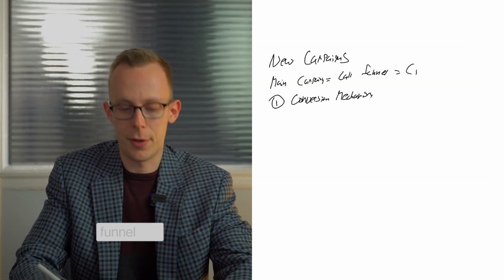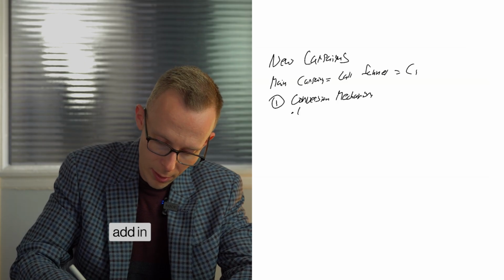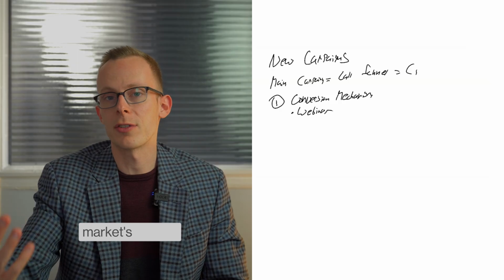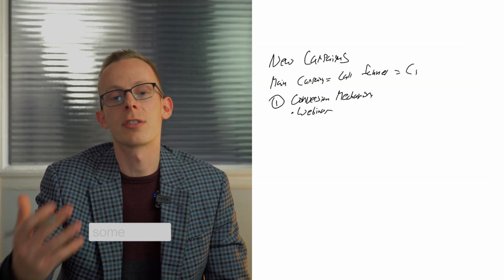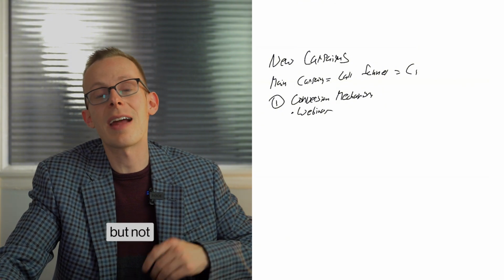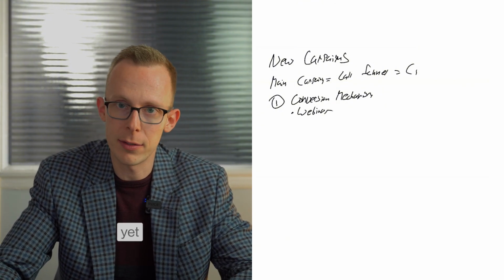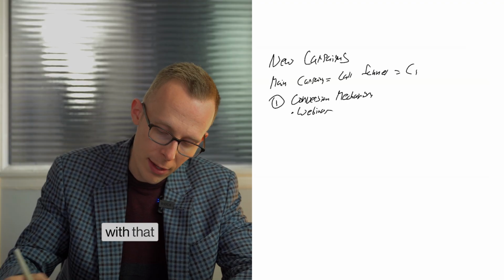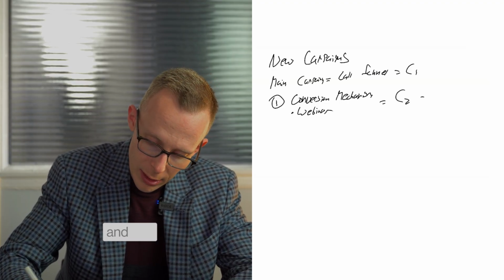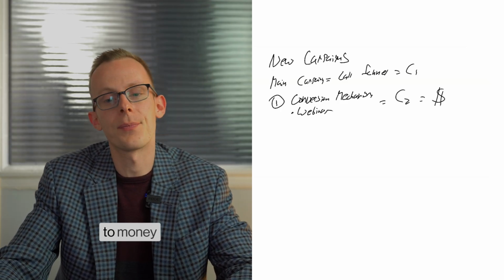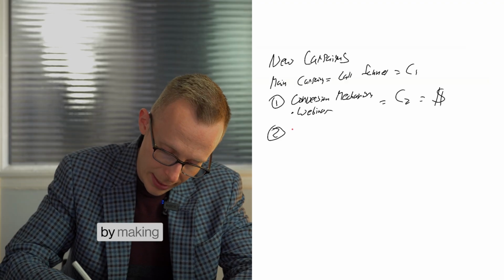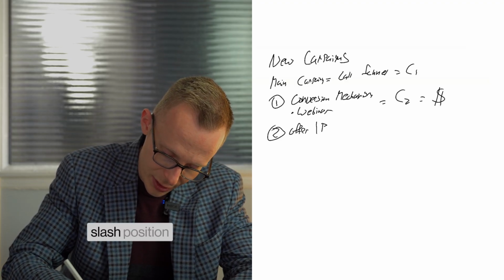So maybe you have a call funnel and you want to add in a webinar. Now that would work because the market's already expressed interest in the offer. Some people are ready to book calls, which is why your call funnel is working, but not everyone in the market is ready to book a call yet, okay? So with that, then we can add in a webinar, and then that becomes C2, and that also leads to money, okay?